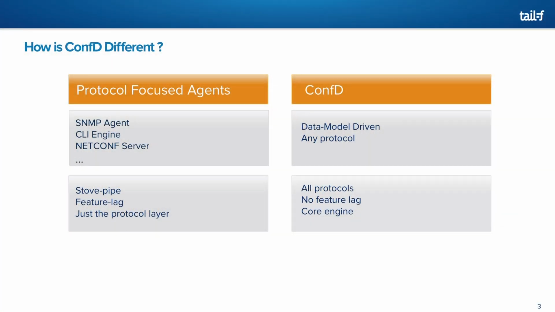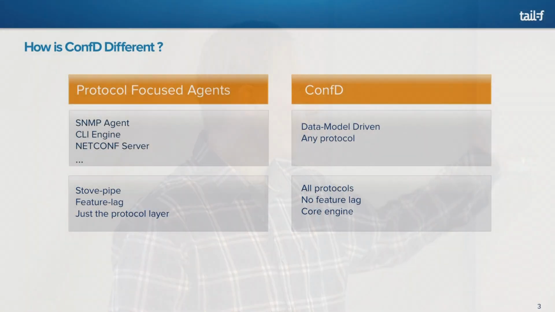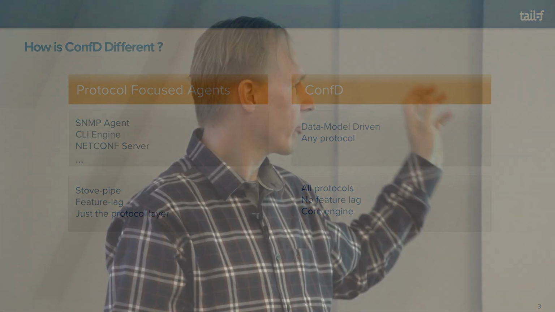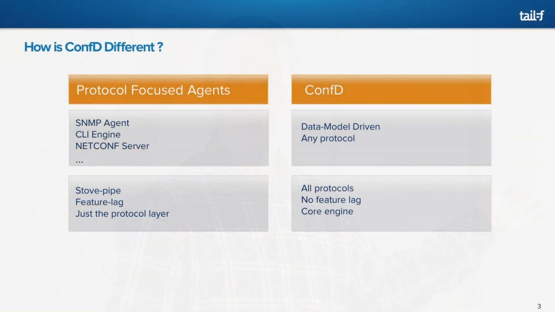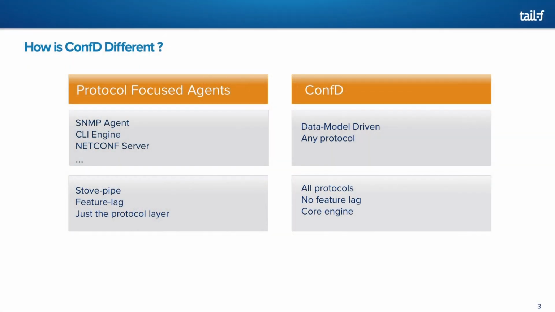If you compare the ConfD product with the traditional solutions for the on-device embedded management systems, there are lots of available options for you when it comes to protocol-focused agents. There is a number of different SNMP agents, there's a couple of different CLI engines, there are a few netconf server implementations that all concentrate and focus on one particular network interface. That gives you a stovepipe solution that is behaving in one way for netconf, in a different way on the CLI, and a third way on SNMP.